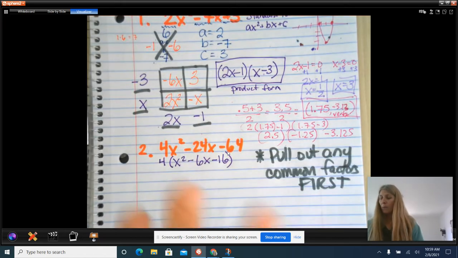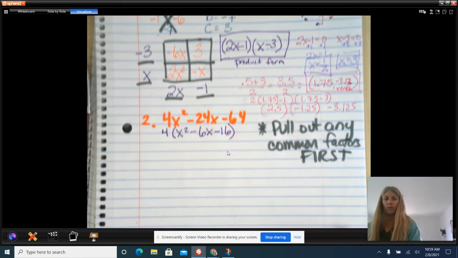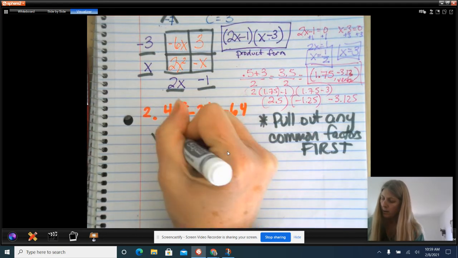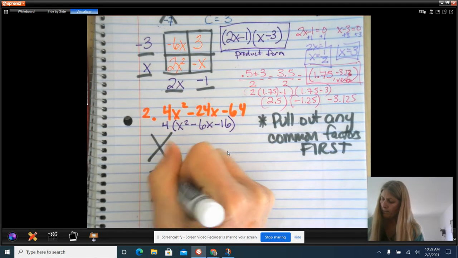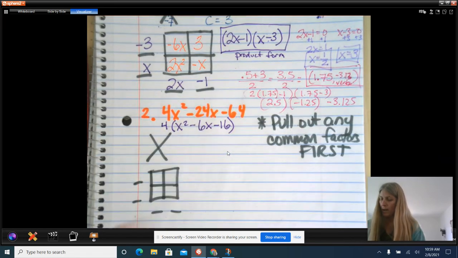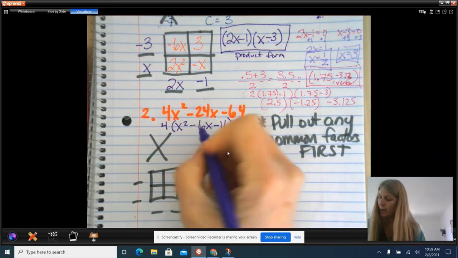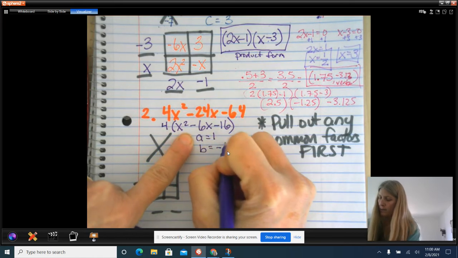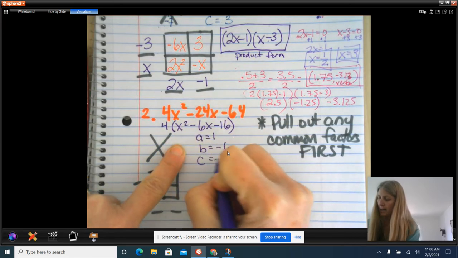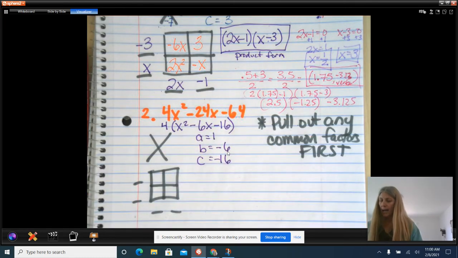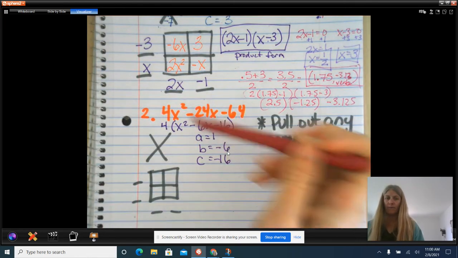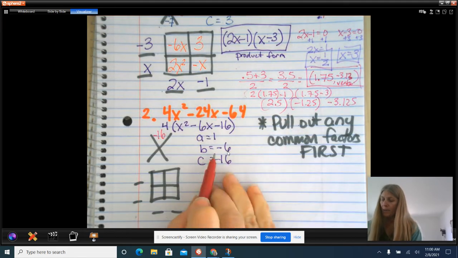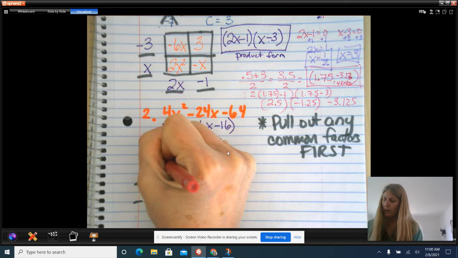Okay, so now we're going to go ahead and solve using our diamond problem generic rectangle. So we go ahead and look at our A, our B, and our C. Our A is a 1, our B is a negative 6, and our C is negative 16. We're going to go ahead and multiply A times C for the top of our diamond problem, so negative 16. And our B bottom is going to go here.